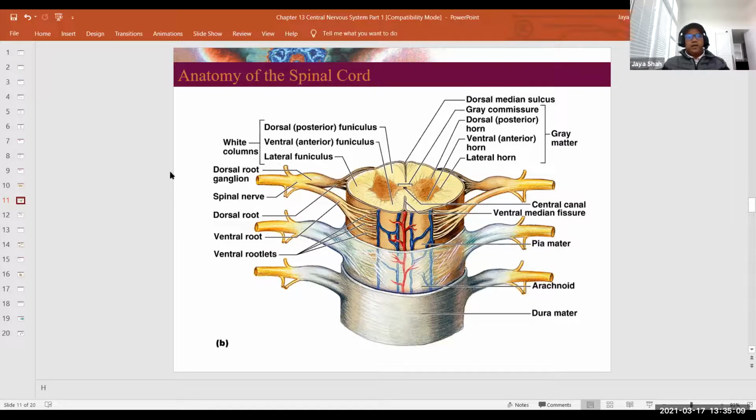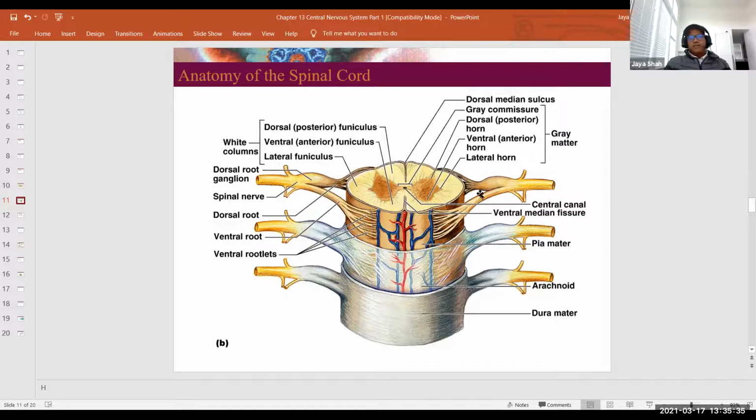Are you following me? Similarly, the visceral area will come here, and all sensory. So dorsal root ganglia has sensory neurons. Dorsal root is sensory, and ventral root is motor. They are coming from here. So the motor area. Okay.